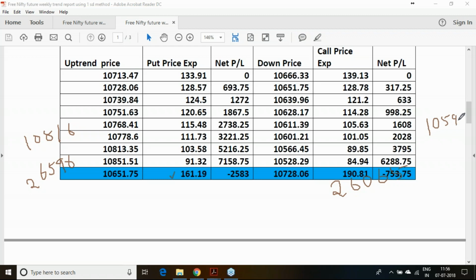So, do you have any specific reason or reservation to say that one standard deviation doesn't give a good result?